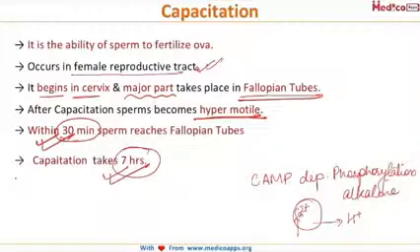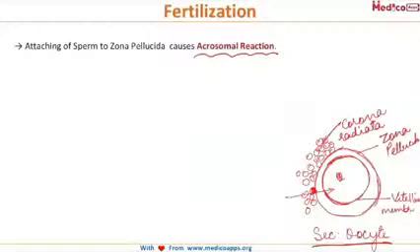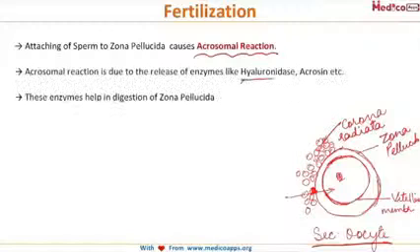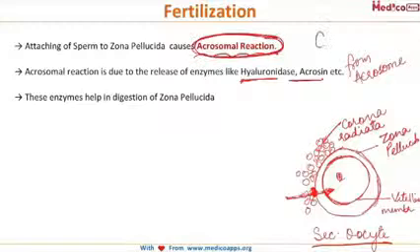Now, once the sperms have become capable of fertilizing the ova, they go and attach to the zona pellucida of the secondary oocyte. This causes the release of hydrolytic enzymes like hyaluronidase and acrosin from the acrosome of the sperm, and these enzymes cause lysis of the zona pellucida, allowing the entry of the sperm into the secondary oocyte. And this entire process is called acrosomal reaction. Again, the ion responsible for this is the calcium ion.